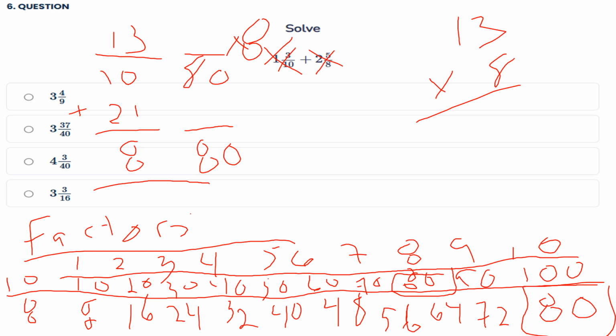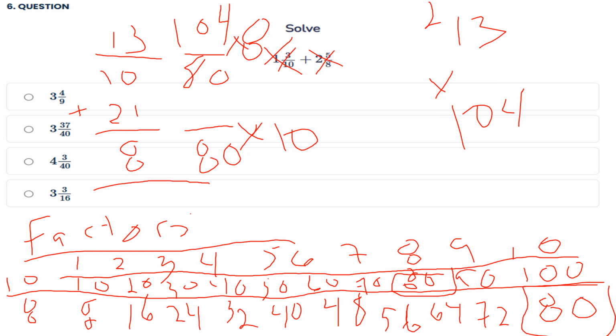8 times 3 is 24, carry a 2. 8 times 1 is 8, plus 2 is 10, so that's 104. And we know that 8 goes into 80 10 times. We multiply 10 times 21. So let's multiply 10 times 21.